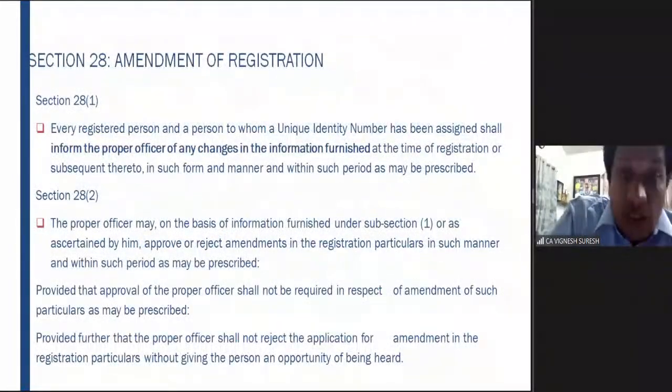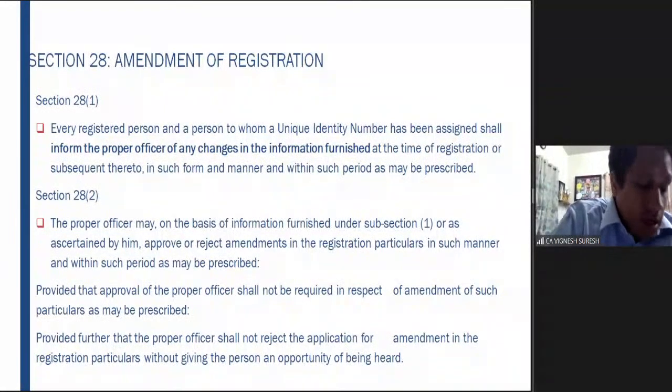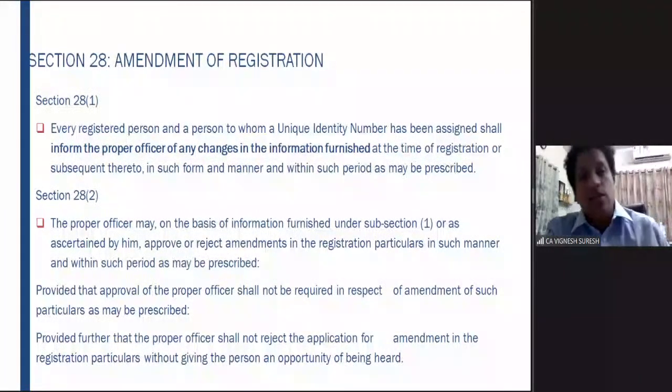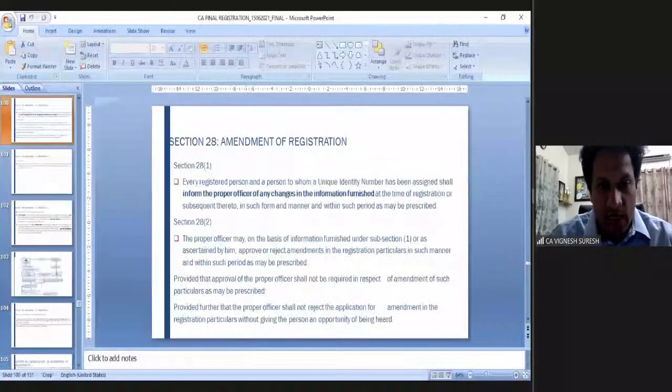So this was your procedure of registration in detail in various particular situations. Now, before we go to section 28, amendment of registration, section 29, cancellation of registration, and section 30, revocation of cancellation, let us take a small break. Before that, let me see if there are any queries. We answer that and then we take a break.